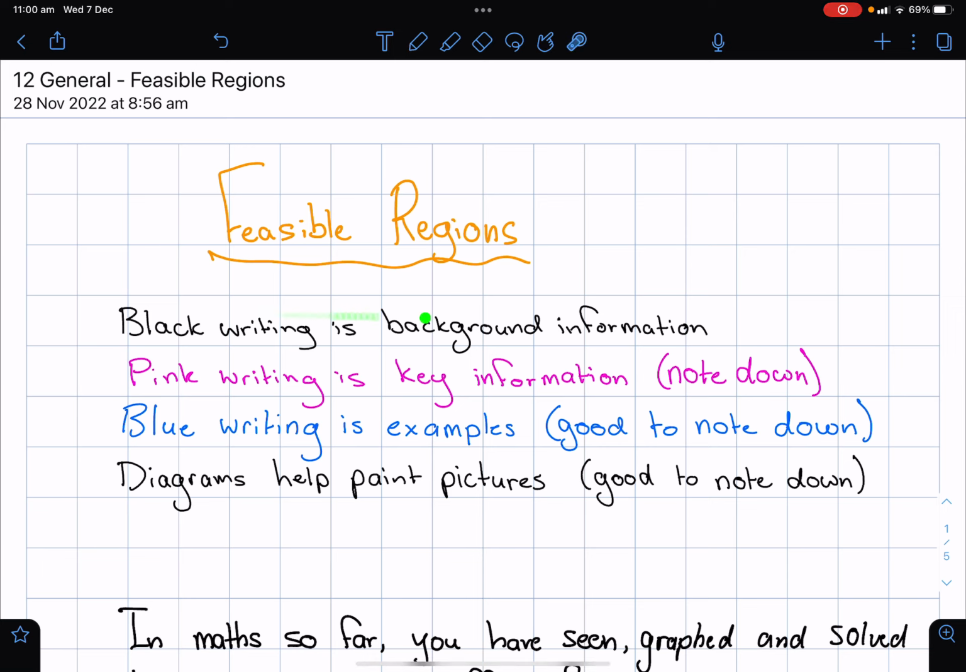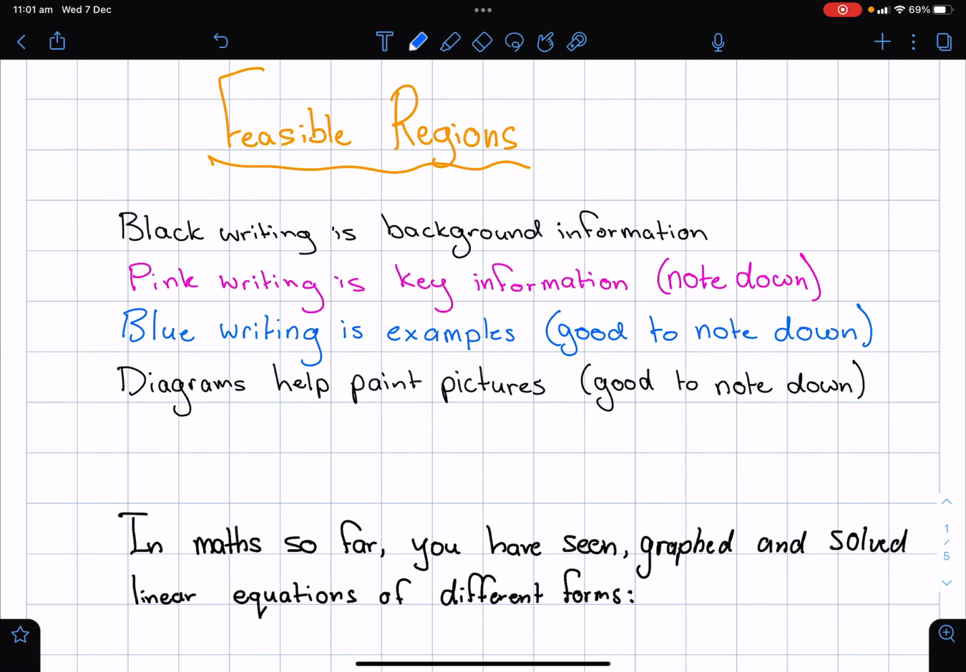So black writing is a bit of background information, pink writing is key information. It'd be good to note it down if this is what you're doing, if you're note taking. If you're just here to watch, welcome. Blue writing areas are my examples, and then diagrams help paint pictures, so they're good to note down as well if you are noting down.